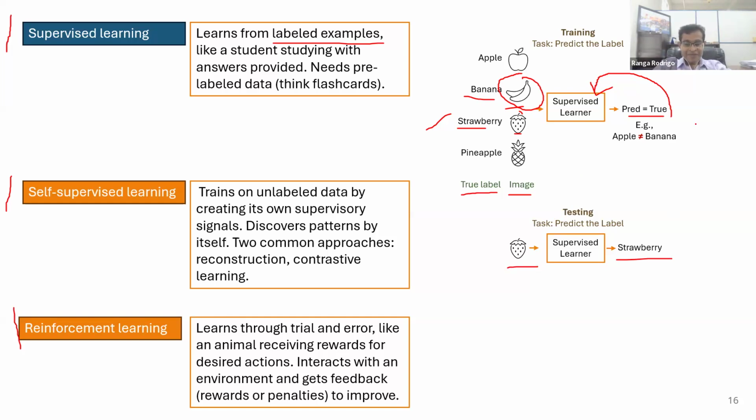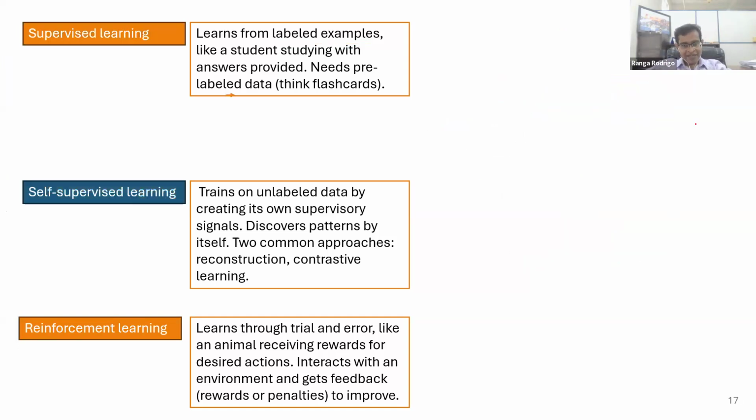Now let's look at what self-supervised learning is. I will show you other important examples also in self-supervised learning. In self-supervised learning, we train on unlabeled data by creating its own supervisory signal. Data is unlabeled. That means if you have a cat image, there's no label called cat. You just have the image. If you have a chunk of text, you just have the chunk of text. You don't have a label saying, okay, this is an article on the World War or something like that. There are two approaches of doing self-supervised learning: reconstruction and contrastive learning. So maybe I will show you some examples of those later.